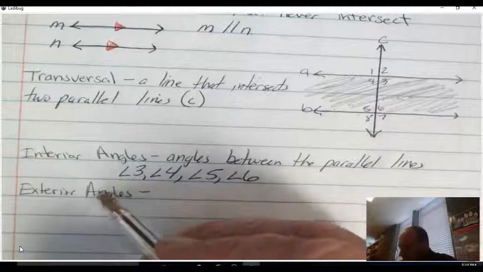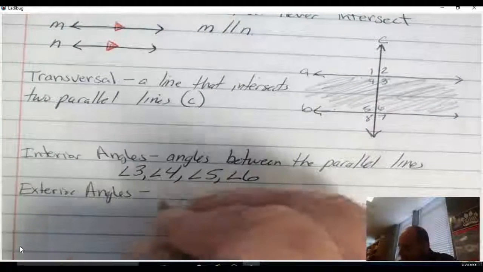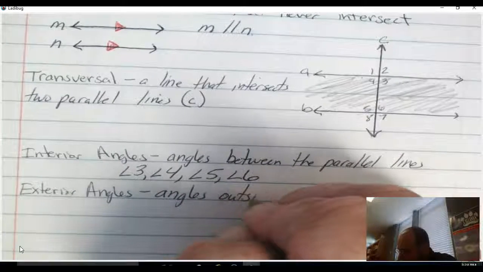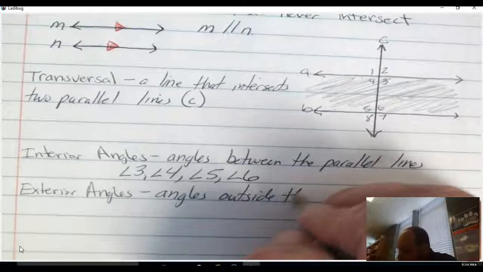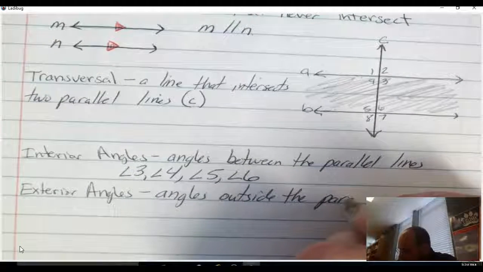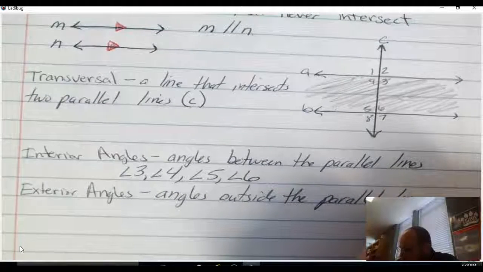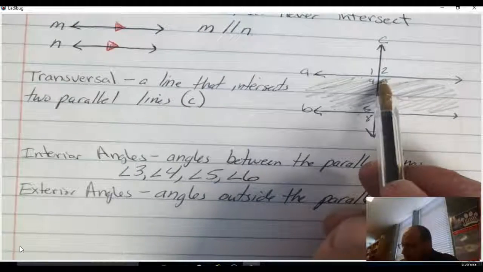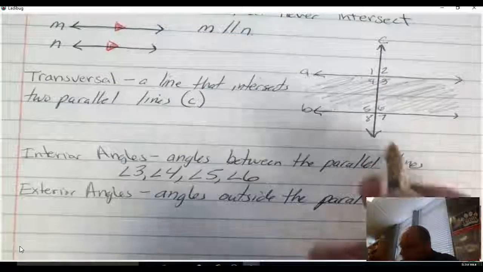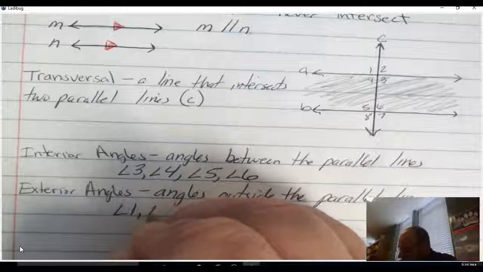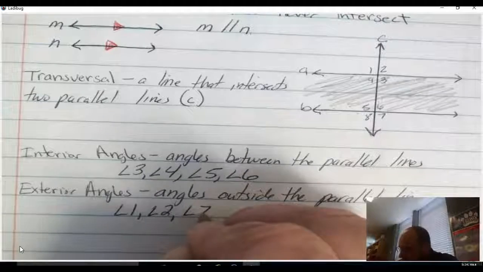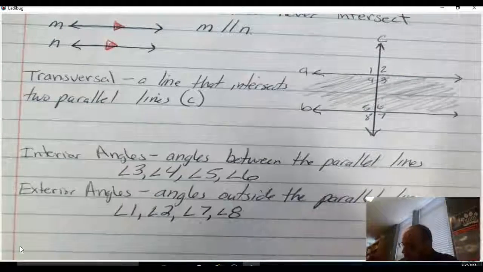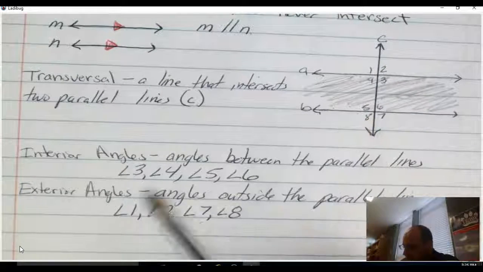Now, exterior angles are angles outside the parallel lines. Those would be the angles that I did not shade. So the angles I did not shade are the angles outside the parallel lines. That would be angle 1, angle 2, angle 7, and angle 8. Those would be the exterior angles. So 1, 2, 7, and 8 are exterior.